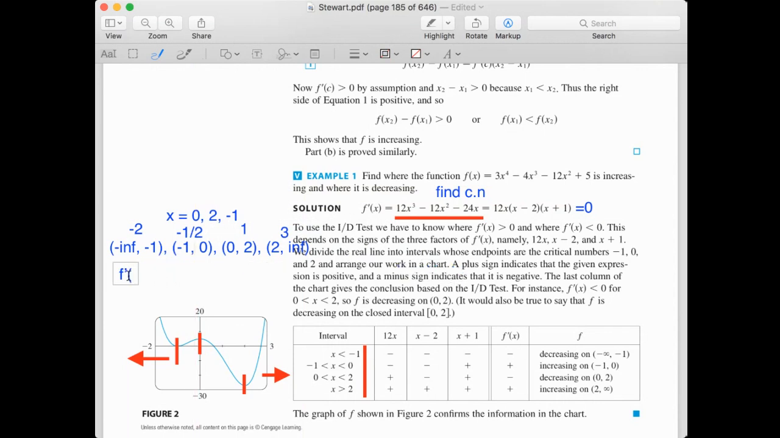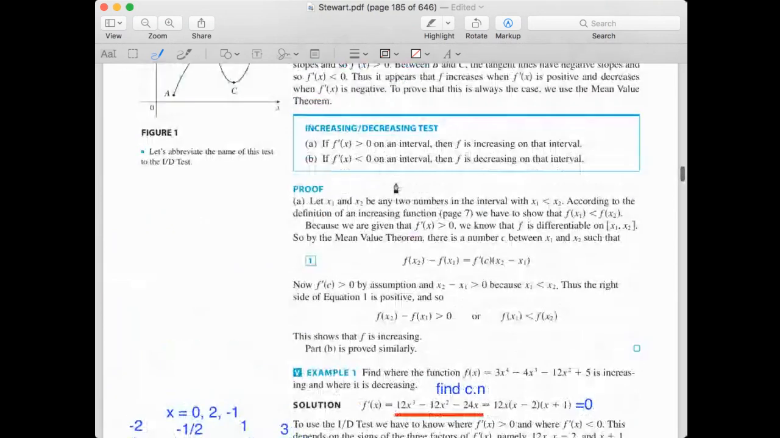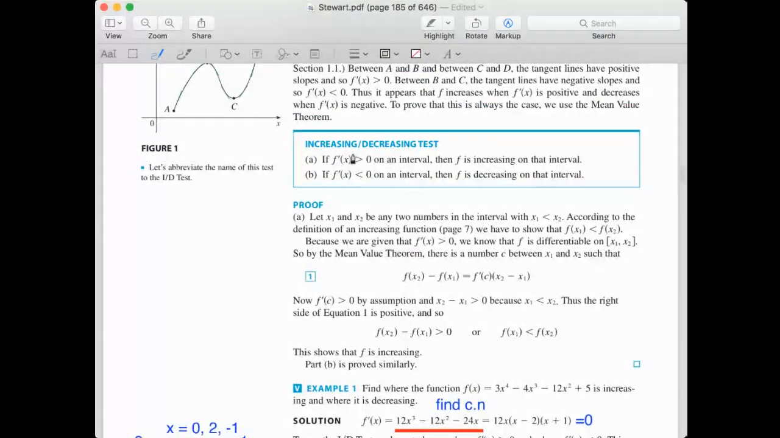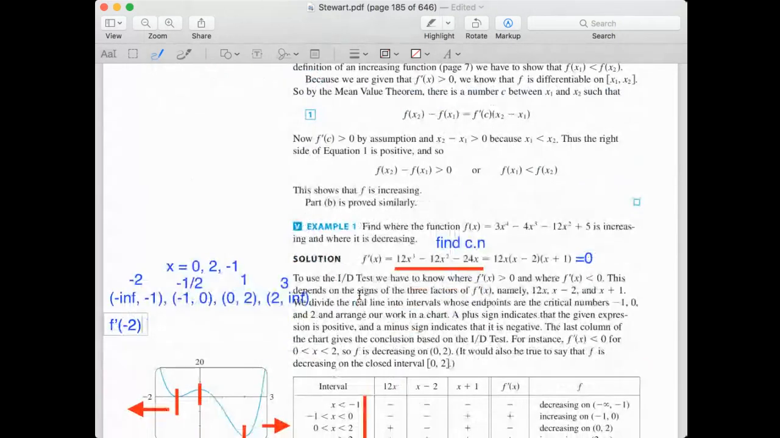So we want to evaluate f prime of -2. We want to see if f prime of -2 is positive or negative. All we have to figure out is if it's positive or negative. If it's positive, we know the original function increases. If it's negative, the original function decreases. So we choose a value in the interval, then we evaluate. We basically choose a representative: -2, -3, -5, doesn't matter, as long as it's in this interval. How do we evaluate this?